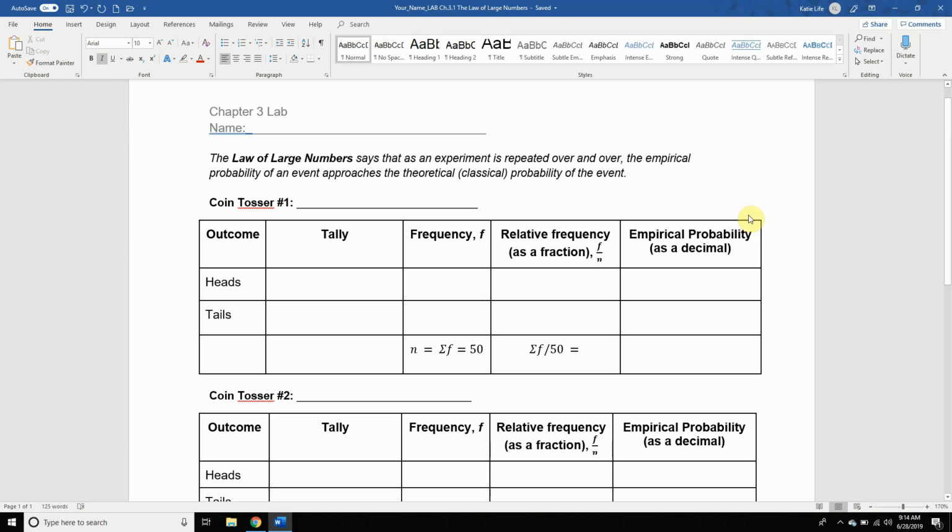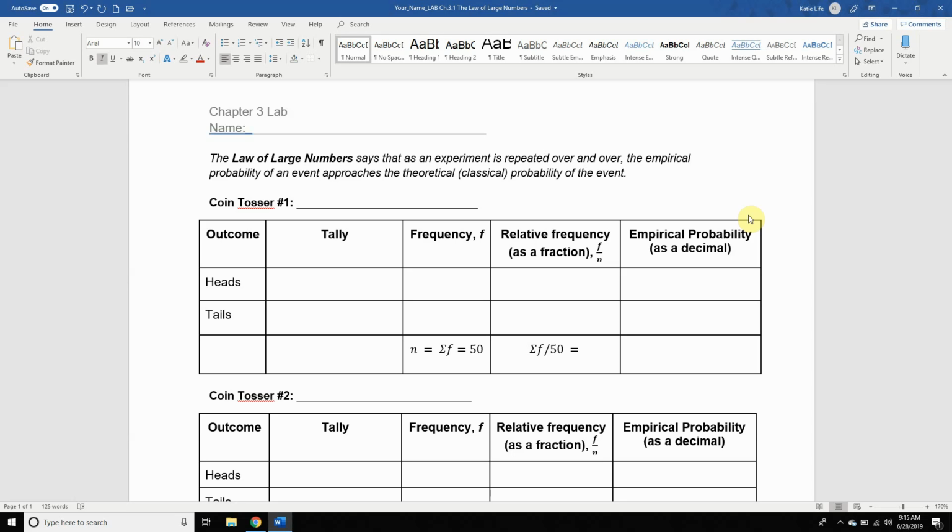Hi everyone, this video goes along with the Chapter 3 lab, which is all about the law of large numbers. The law of large numbers basically says that whenever a probability experiment is repeated over and over and over again, so we're talking thousands of trials, then the empirical probability of an event will eventually approach the theoretical probability of the event. So we're going to simulate this using the flipping of a coin.